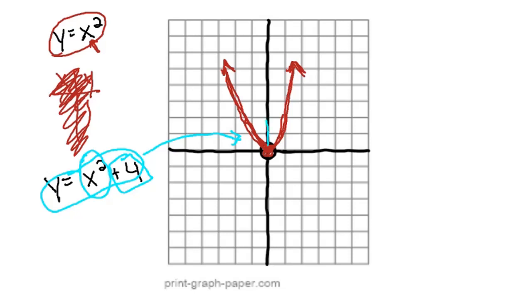So 1, 2, 3, 4. And that's where your new 0 point is. And you make your happy face up here. So see, the only thing I did differently was shift the entire thing up 4 squares, because it has this plus 4 at the end after the x squared.